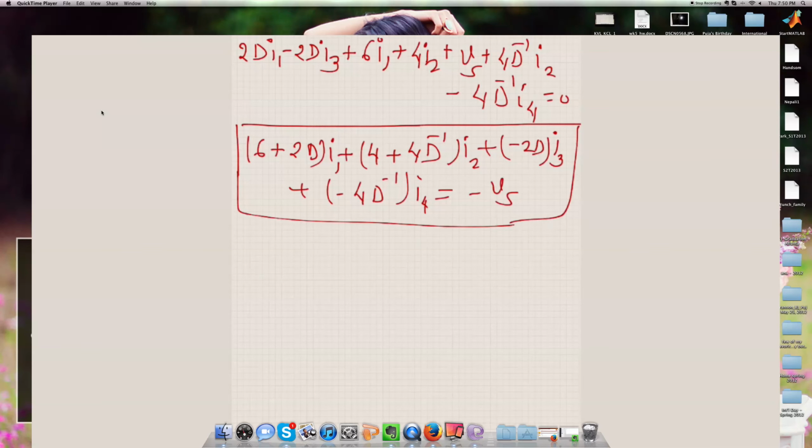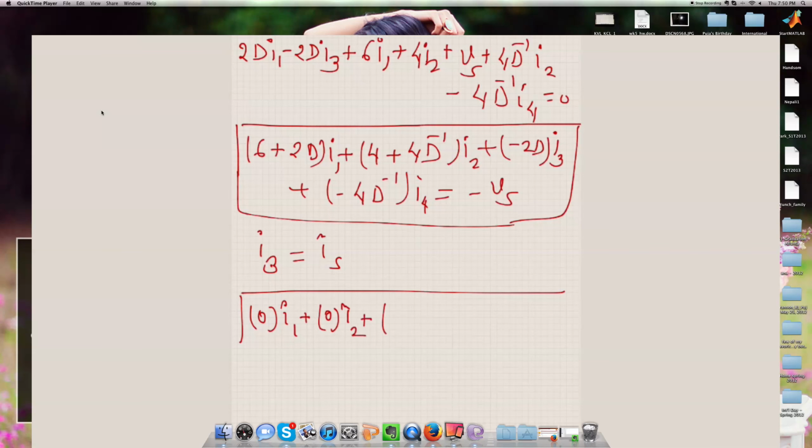Next, in mesh number 3, we realize I sub 3 is the same as I sub S, which is also called KCL. So let's express this also in a box rather nicely. So nothing times I1 plus nothing times I2 plus 1 times I3 plus nothing times I4 equals I S.